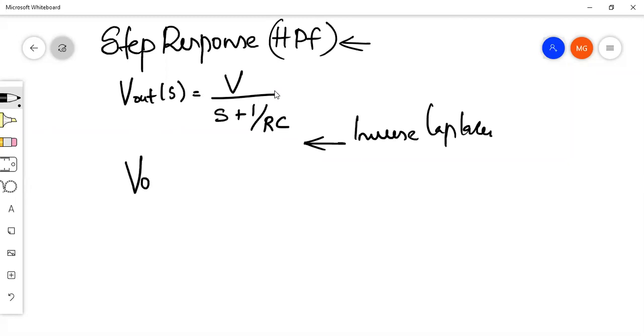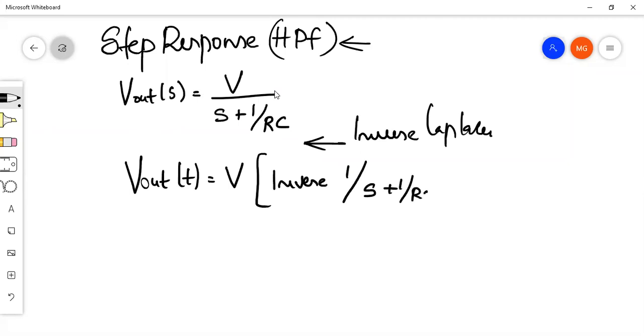So V out of S becomes V out of T. What is the inverse Laplace transform of 1 divided by S plus 1 by RC? E raised to minus 1 by RC times T. That is V into E raised to minus AT, where A is 1 by RC, so RC into T.